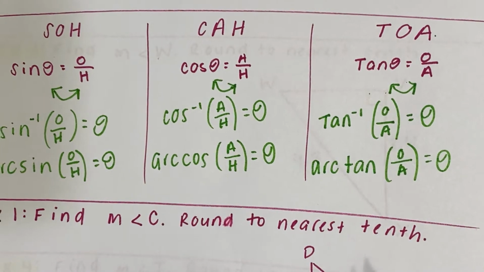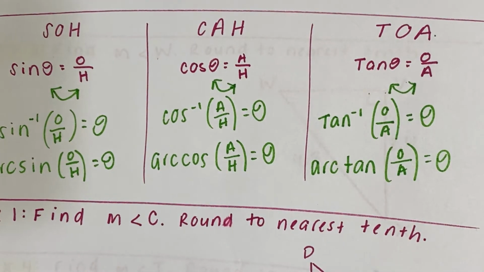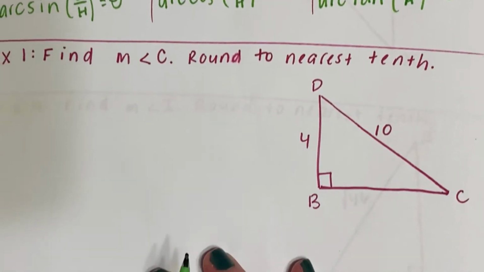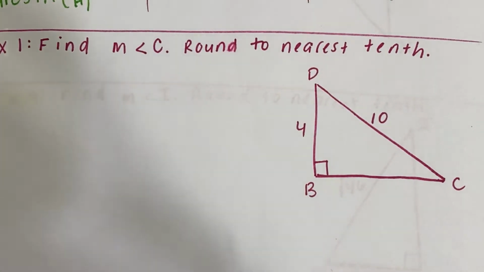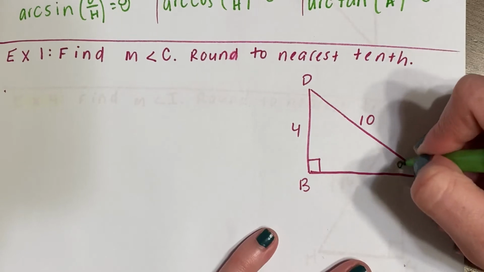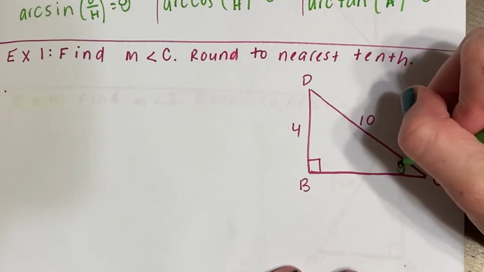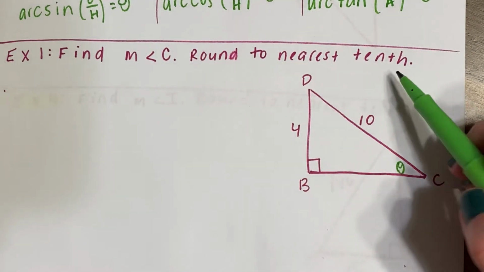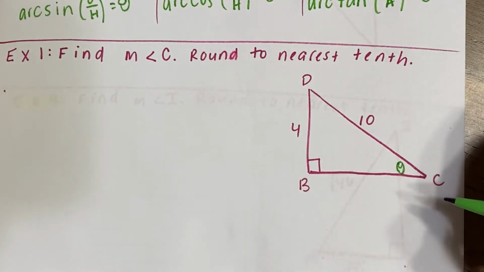So remember, we are not solving for a length, we are solving for an angle measurement given 2 of the side lengths, okay? All right, so let's jump right in with this first example. Let me zoom out a little bit. Okay, so we are finding the measure of angle C. So let's put our little theta on the C. And it asks us again to round to the nearest tenth, which means 1 decimal place, okay?